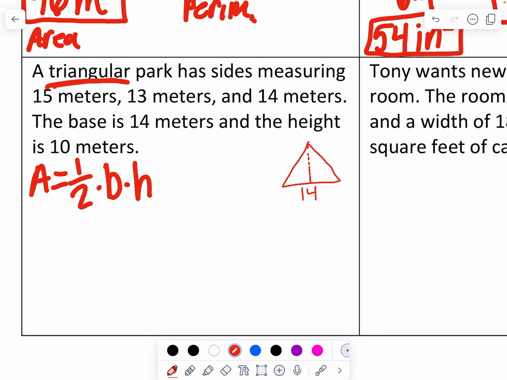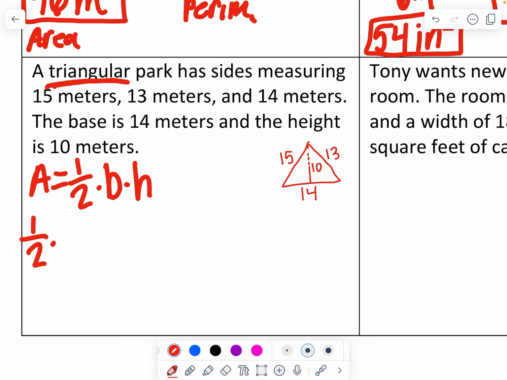So just like the second one we did. Okay, so the height is 10. And then it says it has sides measuring 15, 13, and 14. So we already wrote the 14. And then on this other one, I'm going to write 15 and then 13 there. Okay, obviously it's not accurate. It wouldn't look like that, but it's fine. So now the base of my triangle is 14 and the height of my triangle is 10. So I need to plug that into our formula.